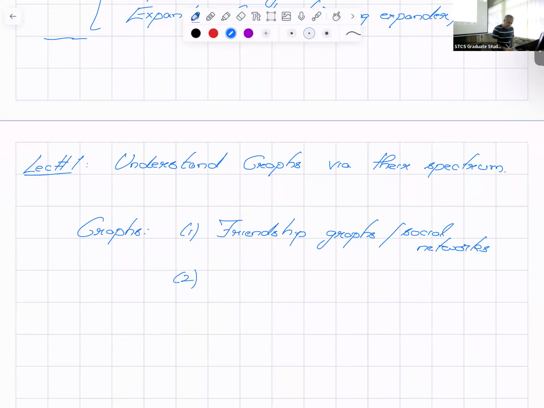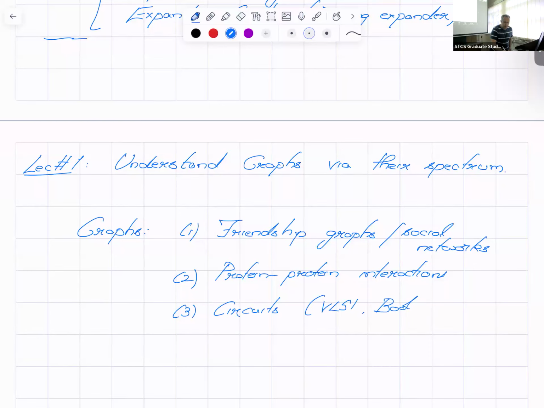This is one example of a graph. If you're a biologist, possibly you're looking at protein-protein interactions. That's another graph, in which the nodes are proteins, and it's a weighted graph in which you have edges between proteins depending on the amount of interaction between them. Then circuits, this can be just Boolean circuits, VLSI circuits. You find graphs in these contexts.